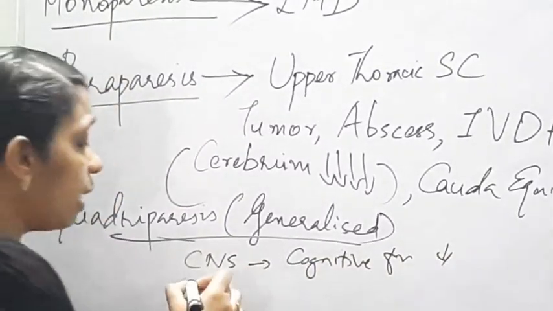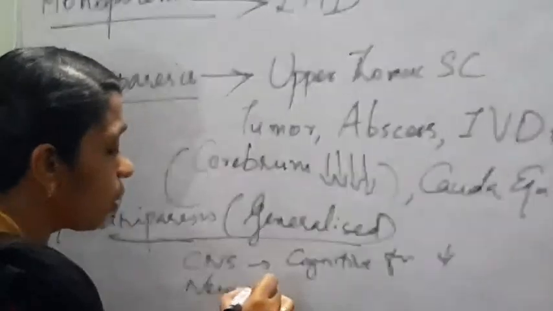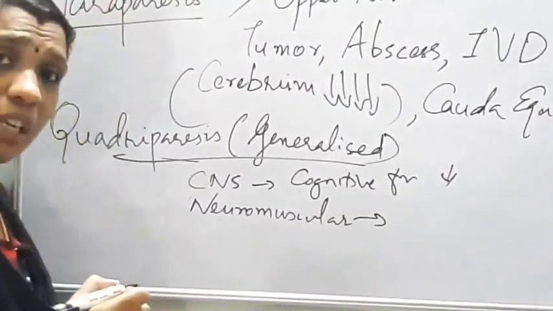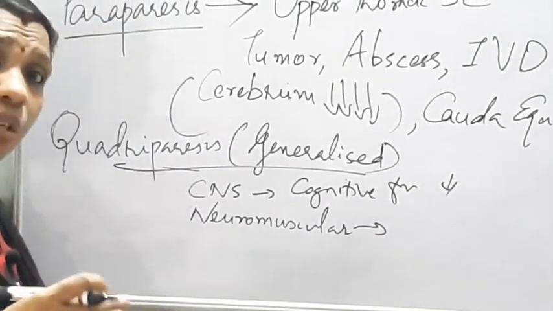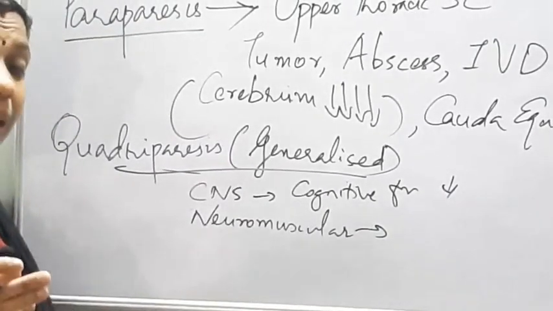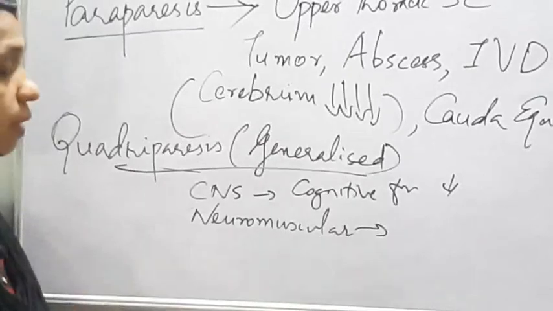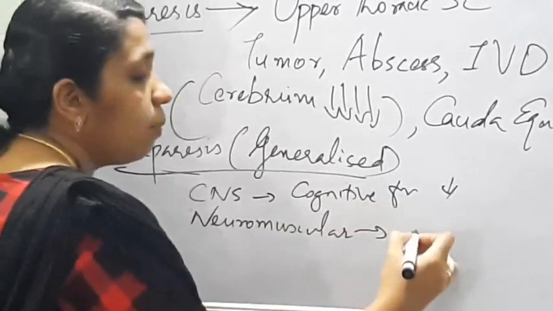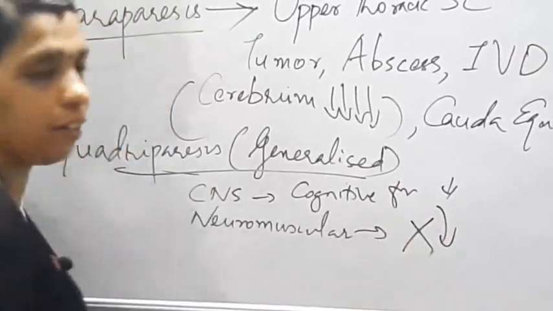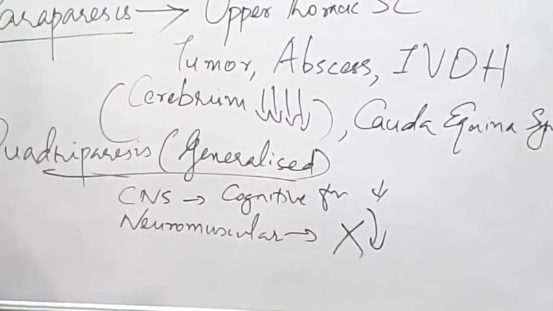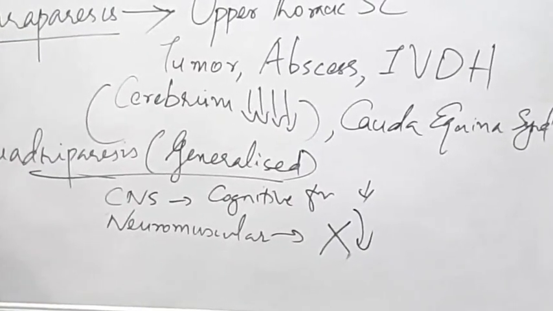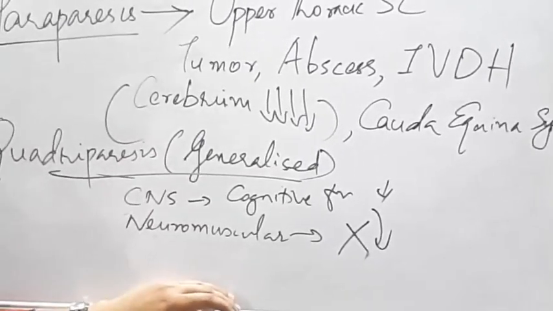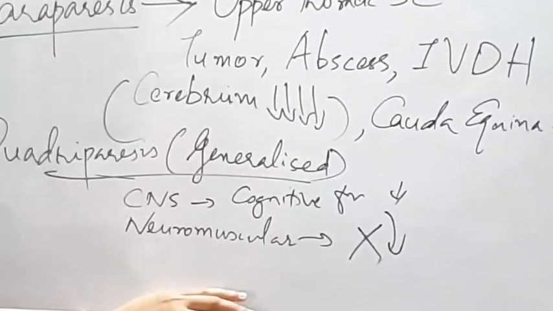So, if it is in relation with the neuromuscular junction, neuromuscular junction weakness or neuromuscular junction defect also leads to generalized weakness or quadriparesis. If it is in relation to the neuromuscular junction, then there will be no cognitive function affection. Okay, there will be no cognitive function affection.